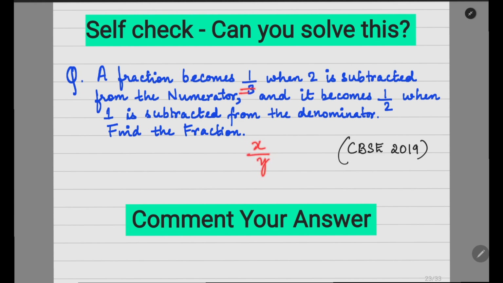It becomes 1 by 3 when 2 is subtracted from the numerator, and it becomes 1 by 2 when 1 is subtracted from the denominator. So x divided by y minus 1 is equal to 1 by 2. When you solve them, you have two equations. You have to find x and y. Do try it yourself and comment your answer.